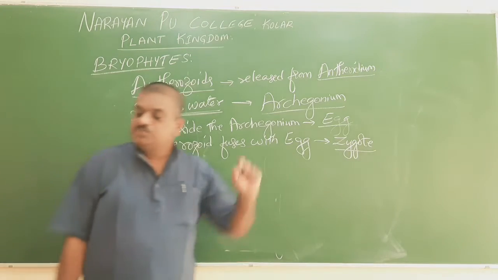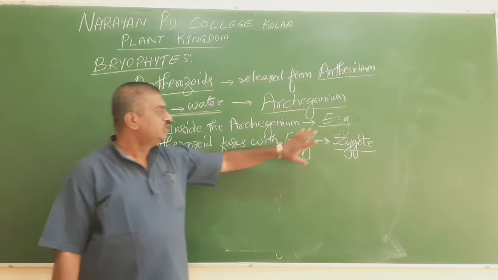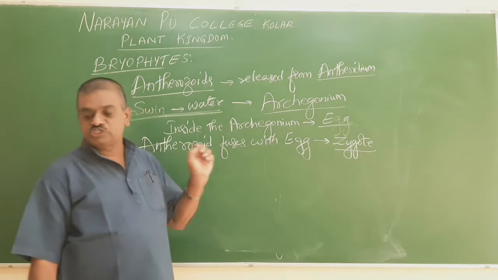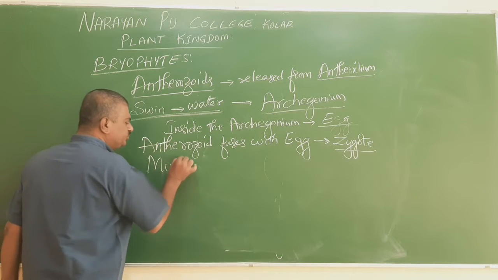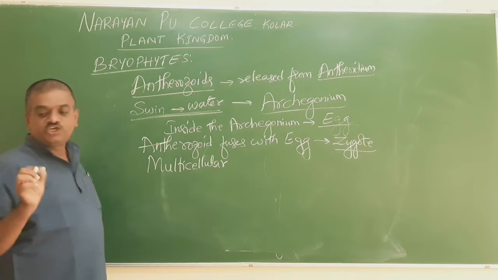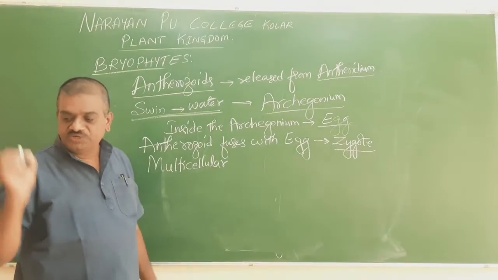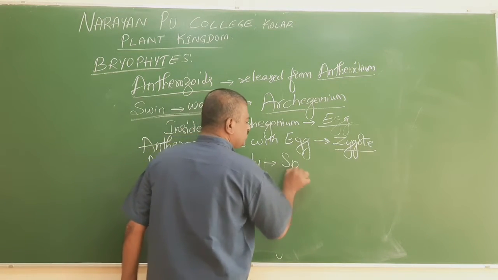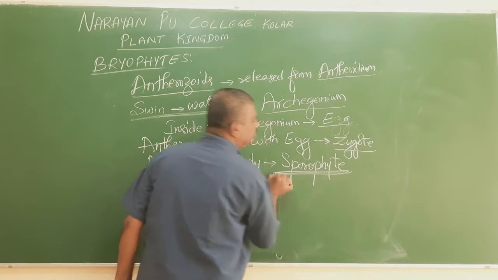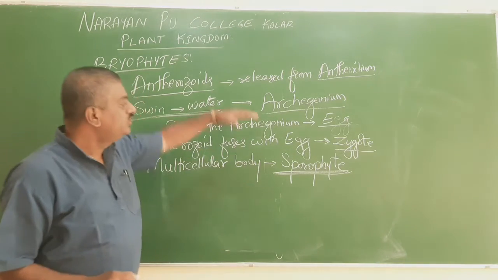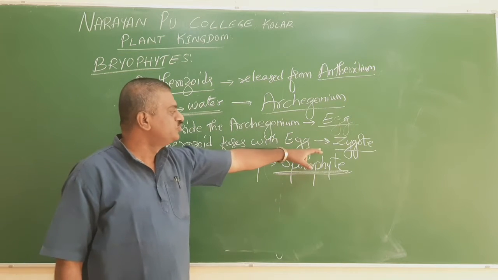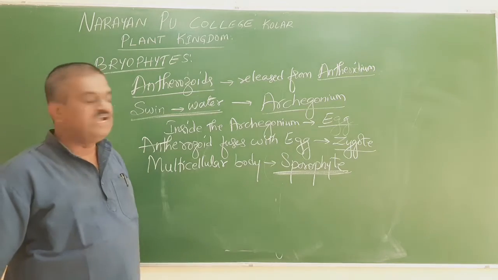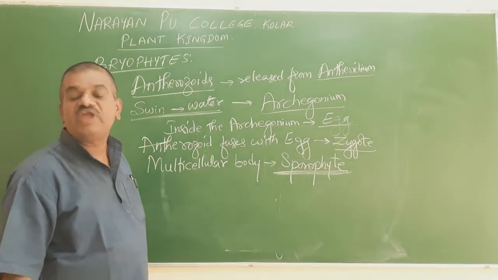The zygote never undergoes meiosis immediately. Once the zygote is formed, it does not undergo reductional division or meiosis right away. It waits for a short period and converts into a multicellular body called the sporophyte. So the zygote gives rise to the sporophyte. The male and female gametes fuse to form a zygote, and this multicellular body gives rise to the sporophyte.